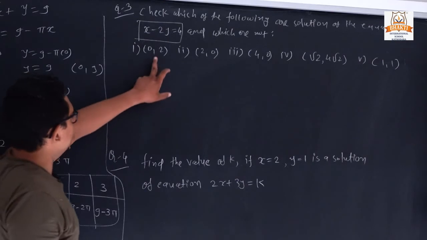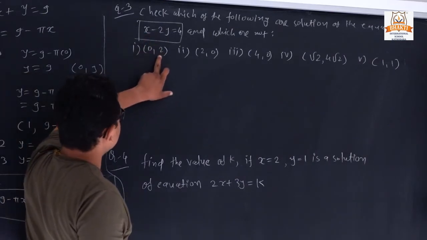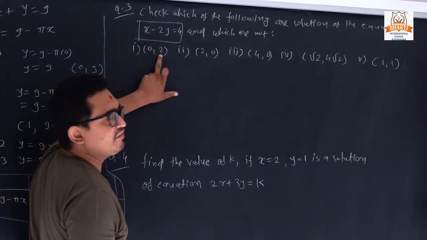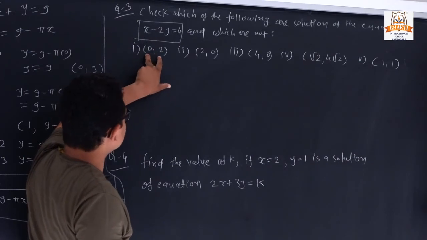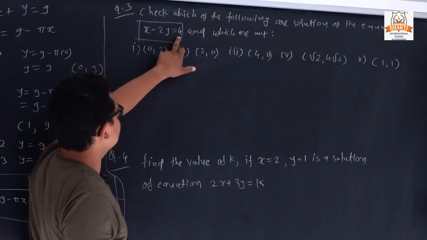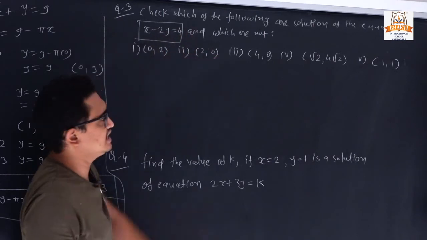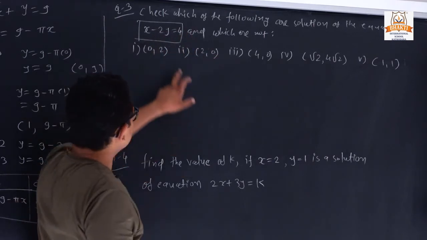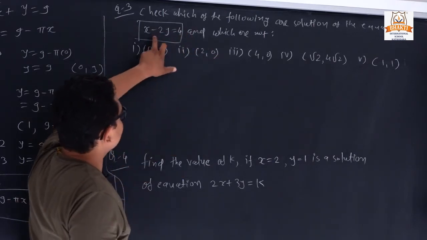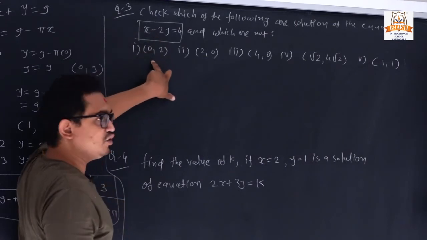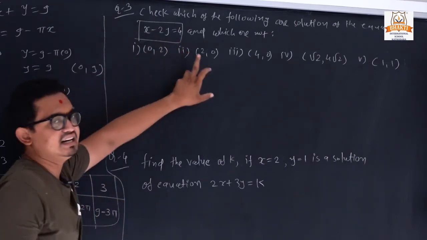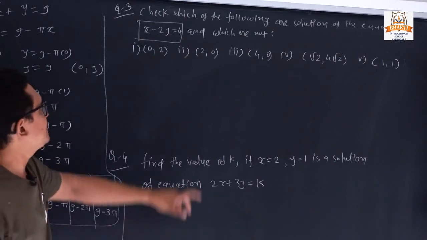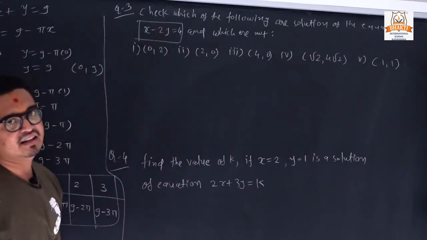First of all, we can put 0 as x, and here it is the x coordinate and this is the y coordinate. If we put these two and we get LHS equal to RHS, we can say yes, this is a solution of that equation. And if we do not get the same answer for LHS and RHS, we can say this is not a solution of that equation.